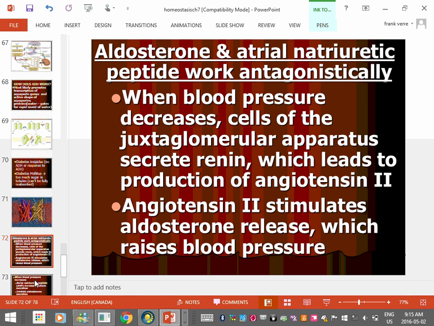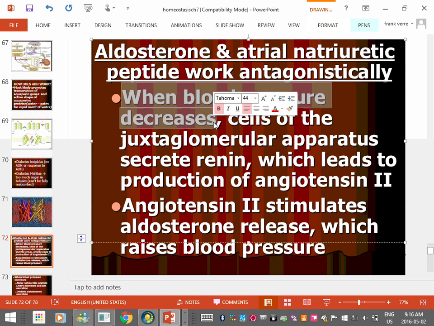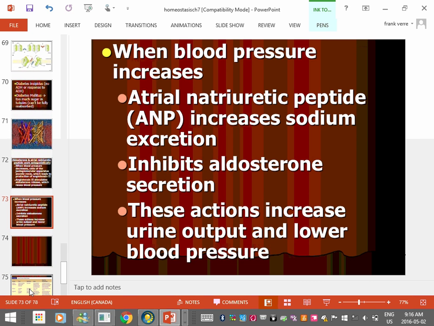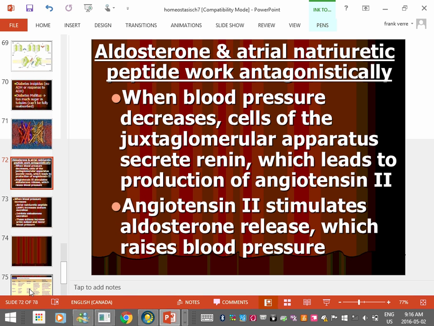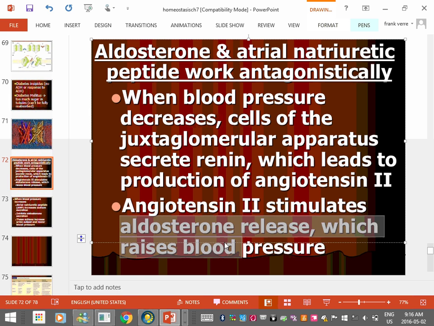So let's talk about what happens if your blood pressure is elevated, or when it's low. Let's start with when blood pressure has decreased. We're going to look at what happens. I'm going to be really, really simple with this. There's a bunch of hormones that get released. The one I'm going to focus on is something called aldosterone. So here it is over here. Aldosterone is right here.